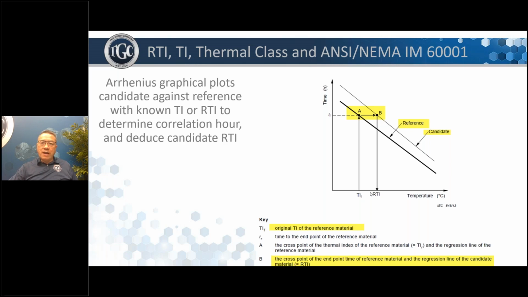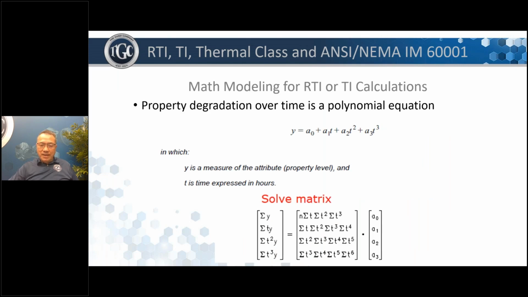So this is what they call a graphical method. And obviously, because this is the log versus 1 over T reciprocal graph paper, it's not easy to use. And in the old days, you pretty much needed a very large graph paper with good resolution to get an accurate number. However, both UL 746B and IEC give you in detail how you can do it mathematically.